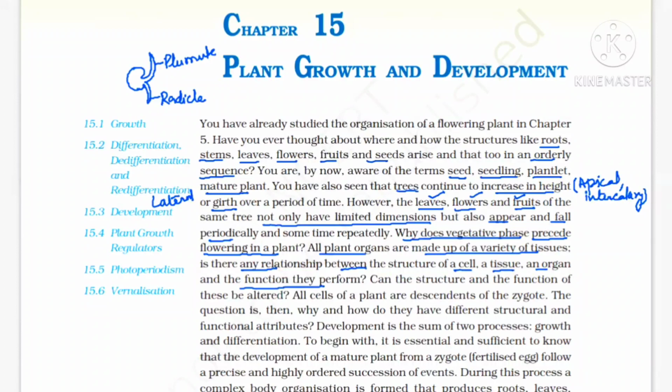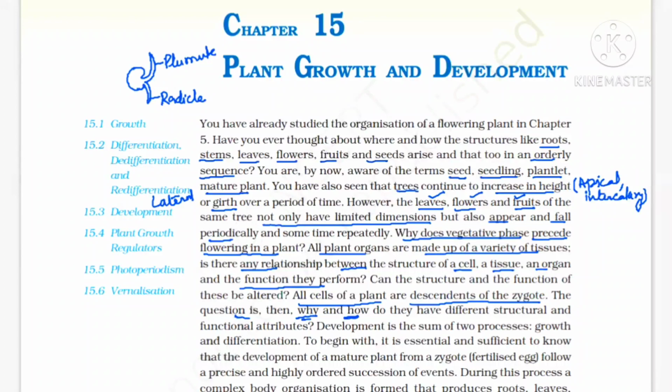Is it clear? Now, all cells of the plants are coming from one cell, that is the zygote. Then the question comes in the mind, why and how? Why and how do they have different structural and functional attributes? Why are they structurally different and why are they functionally different, and how do they do this?